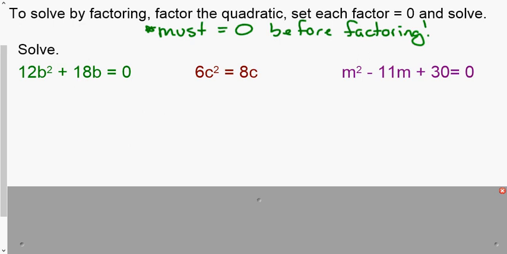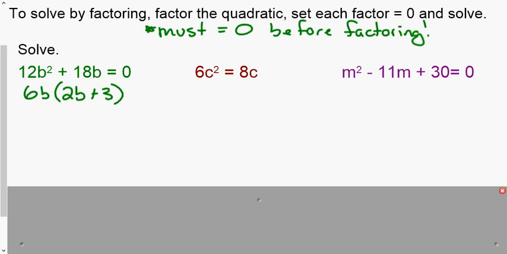Again, the first rule of factoring is the GCF. So we asked, does 12 go into 18? No, but 6 does. Do they have a common variable? Yes, they both have b. How much b can I take out of each of them? Well, just 1. So I'm dividing each term by 6b. So I'm left with 2b plus 3.